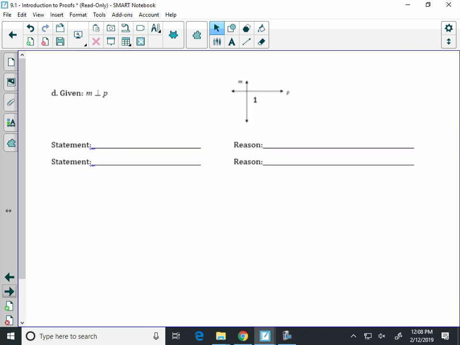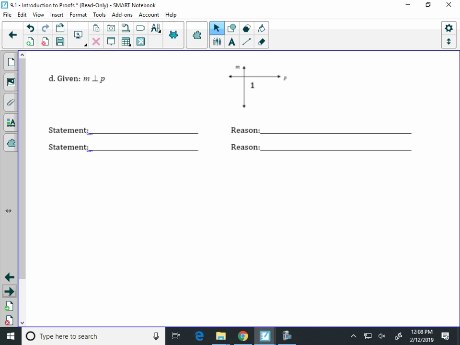Take a look at another one. We are given that M is, what does this symbol mean? Perpendicular. M is perpendicular to P. So start thinking, well, what do I know about perpendicular lines? We're given lines. We know they're perpendicular. What do we know about them? They're lines that intersect and make a right angle. So can't we say that this angle right here, angle 1, is a right angle?